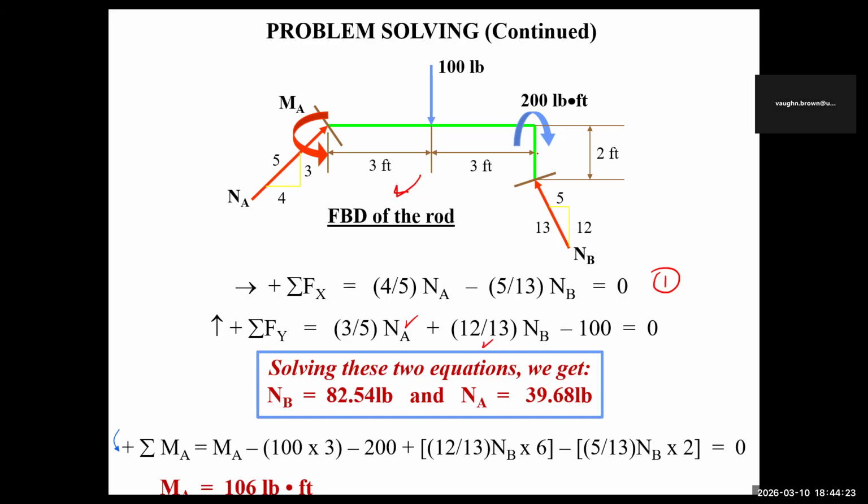What other thing do we have there? So we have the 200. So another moment is there, and it is going what? Clockwise, so it's minus, and then we can take the moments of the components here now. What about the component down here? So remember now, NB is not in the expression. Why? Because it is out.